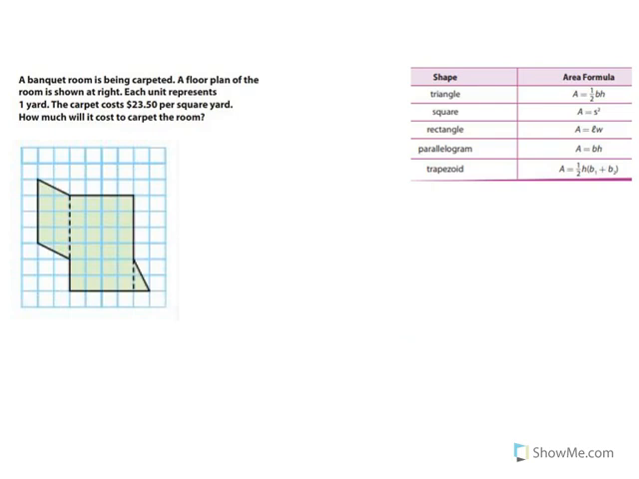Alright, next example. A banquet room is being carpeted. A floor plan of the room is shown at right. Each unit represents 1 yard. The carpet costs $23.50 per square yard. How much will it cost to carpet the room?